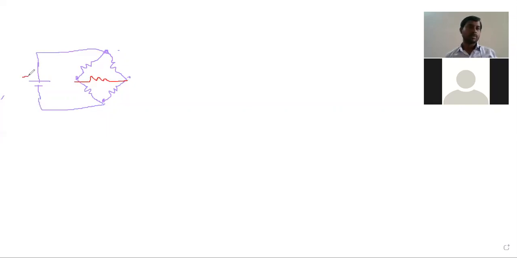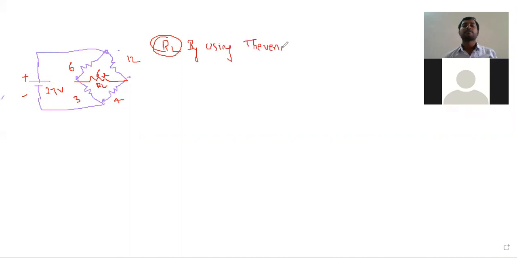So the values are plus minus 27 volts, 6, 12, 3, and 4, and this is 6 volt. This is the question: by using Thevenin's theorem, find the current through RL. This is RL. Find the current through RL by using Thevenin's theorem. This is the question.